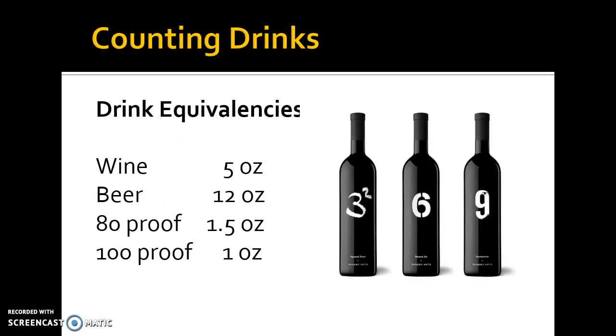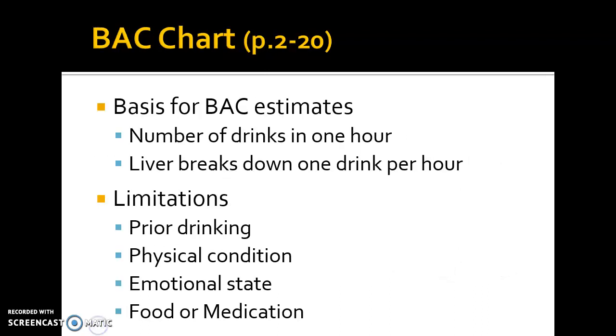Drink equivalencies: if you're a bartender and you're trying to count drinks to see how many drinks somebody has had, each of these is equal to 1 drink. 5 ounces of wine, 12 ounces of beer, 1.5 ounces of 80 proof, and 1 ounce of 100 proof. Those would all be equal to 1 drink. So again, the liver breaks down 1 drink per hour. So with any more drinks in 1 hour, the alcohol is backed up in the bloodstream, so you will have a higher BAC.